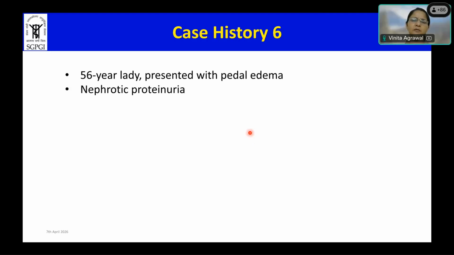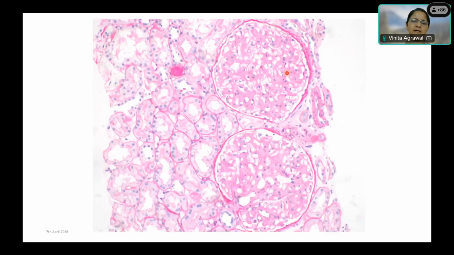This is the histology of the biopsy. What do you see? What is the stain? PAS, ma'am. What is your finding? Glomeruli with global capillary wall thickening with no significant hypercellularity, no endothelial proliferation, no crescent, and the tubules show mild or early tubular atrophy.